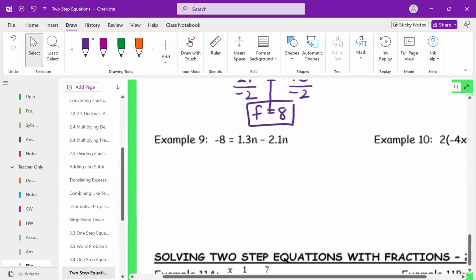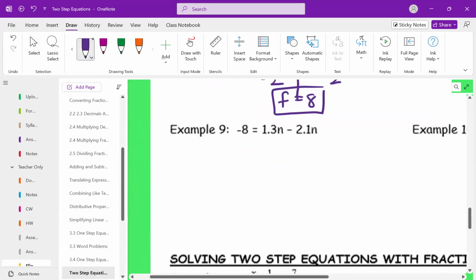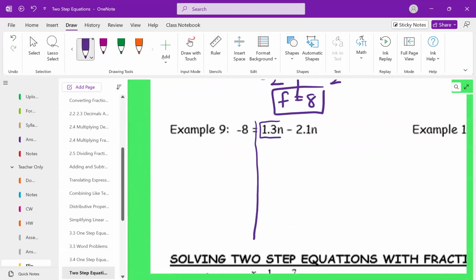Number 9. Again, we're just starting with combining like terms with decimals this time. So we have 1 and 3/10 n minus 2 and 1/10 n. Different sign, subtract, keep the sign of the higher number. Remember, when we're subtracting decimals, put the bigger absolute value on top. Keep the sign of the higher number. So we have -8/10 n equals -8. Now what?